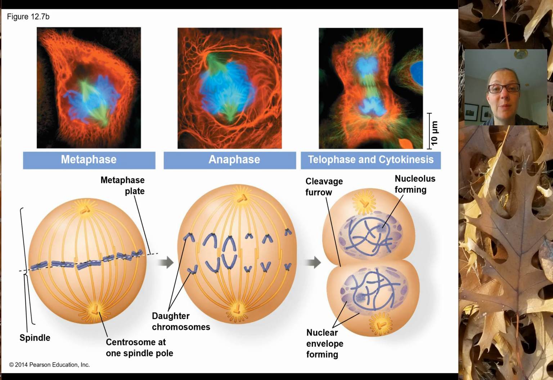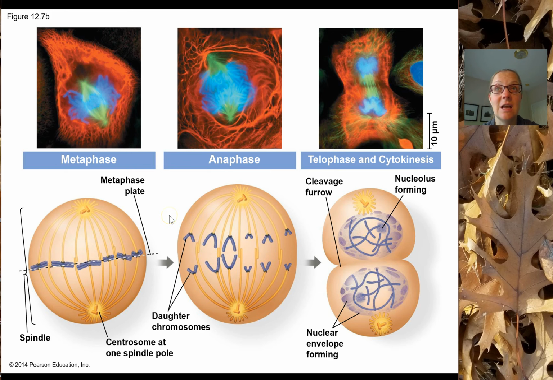And this back and forth tug of war motion helps to line up all of the duplicated chromosomes right in the center of the cell here during metaphase. And so this plane, this imaginary plane in the middle of the cell where all the duplicated chromosomes line up, this is called the metaphase plate. And that's essentially the end of metaphase. As soon as all of those chromosomes are nicely and neatly lined up, the cell can go into anaphase.